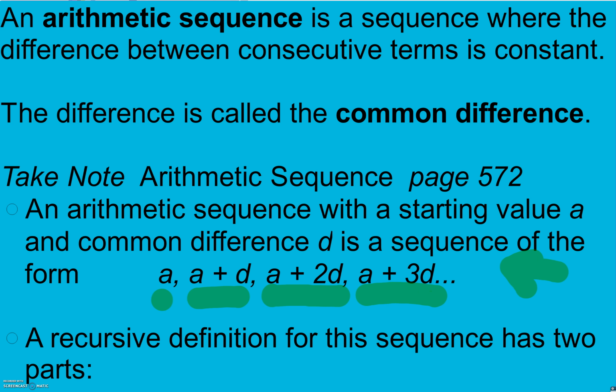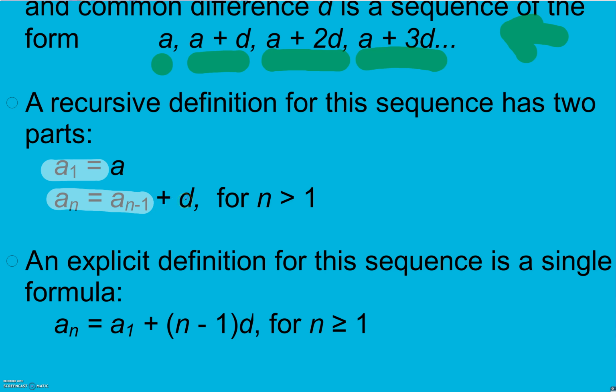For the recursive definition, the parts that stay the same, we always have a sub 1 equals and a sub n equals a sub n minus 1. So the amount of term 1 is a, and the amount of any term equals the amount of the term before it, and minus 1 just means the term before, plus the common difference. The explicit formula is a single formula. For the explicit definition, we have exactly one formula that can find the exact value of any number we want right away.